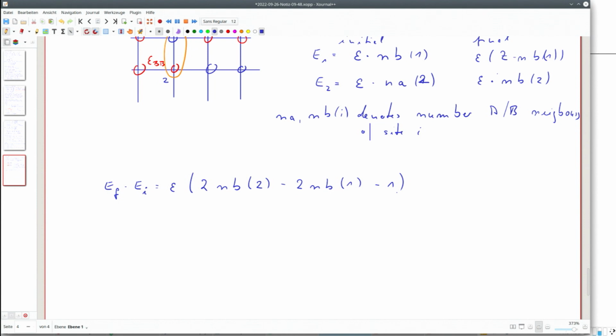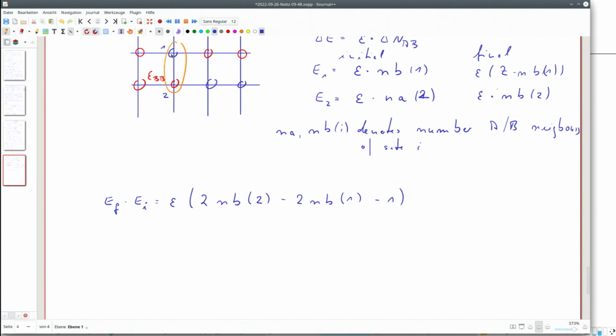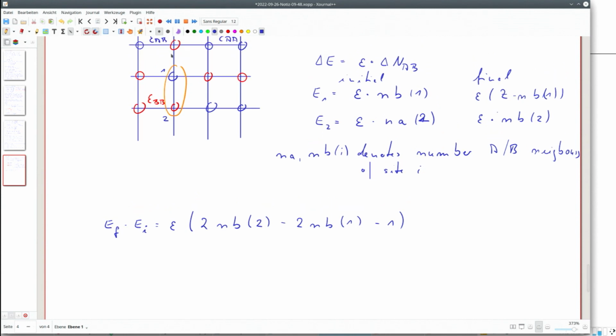So this is what you basically implement in a code. This is what you have to calculate. In the simplest case, you choose atom 1, you choose the number of B neighbors here, you choose atom 2, compute the number of B neighbors here, and take the difference. This gives you the energy difference. Yeah?